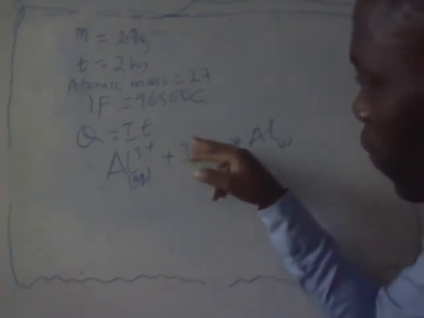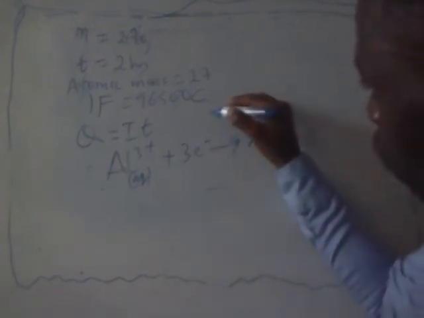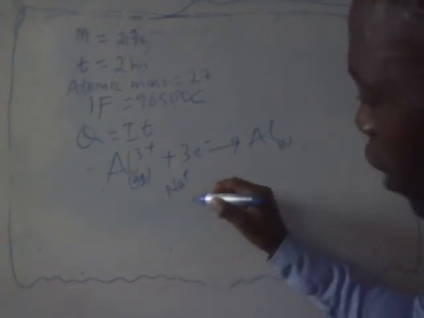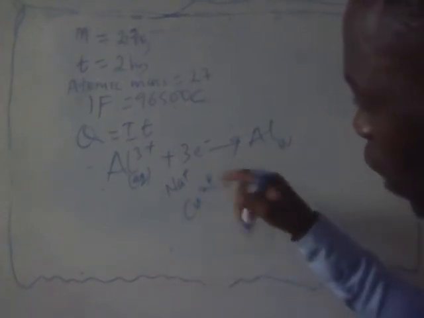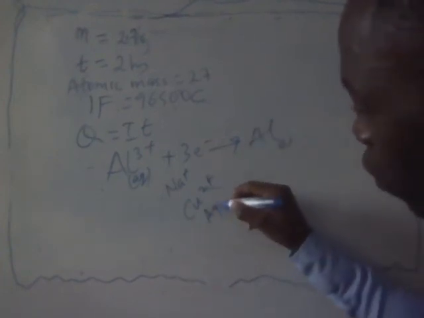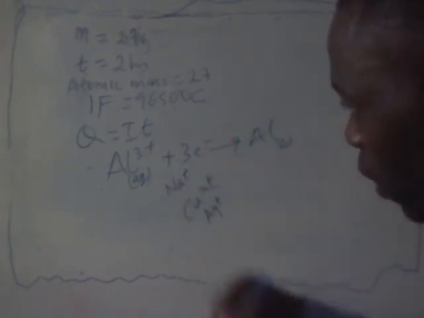If it is sodium ions, Na+, that means here is going to be 1. If it is copper(II) ions, Cu2+, that means here is going to be 2, and they are going to use 2. If it is silver ions, Ag+, it is going to be 1, like that. Do you understand?